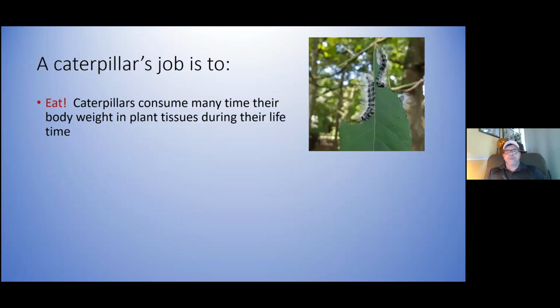Okay, so now I'm going to spend a little time introducing this organism and what its motivation is. One of the cool things about holometabolous insects is they've split up different tasks among the different life stages. And clearly, there are some special jobs that the larval stage is adapted to do very well. The first job that a caterpillar has is to eat, and that is the main job, right? Caterpillars consume many times their body weight in plant tissue during their lifetime.